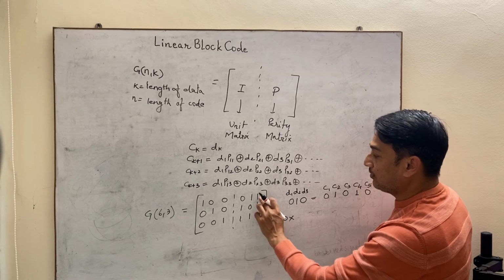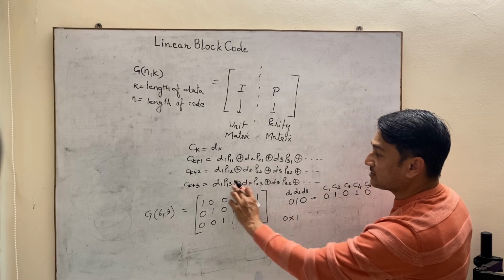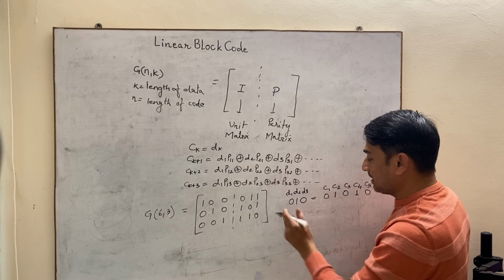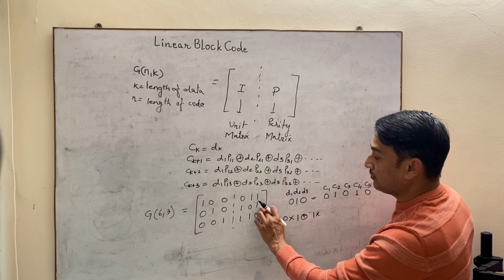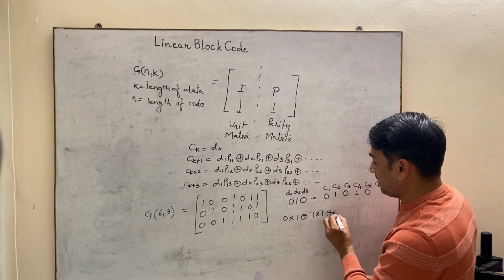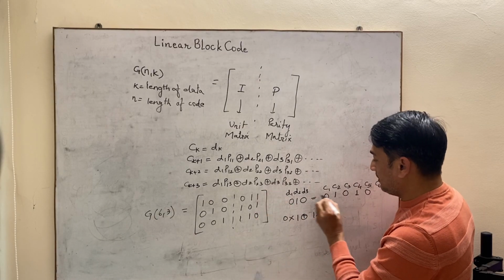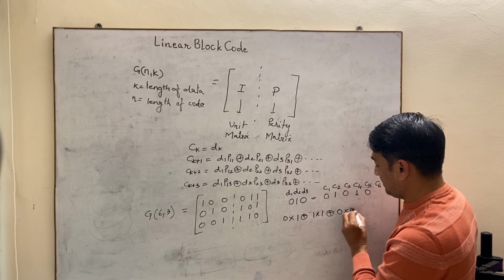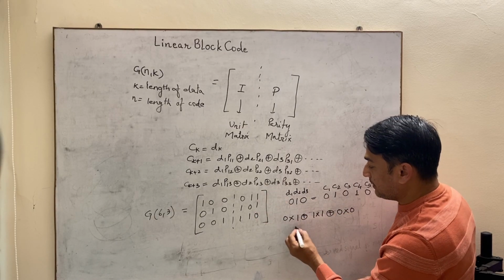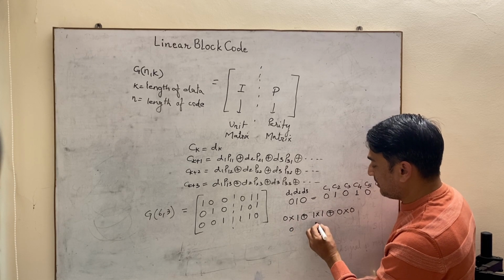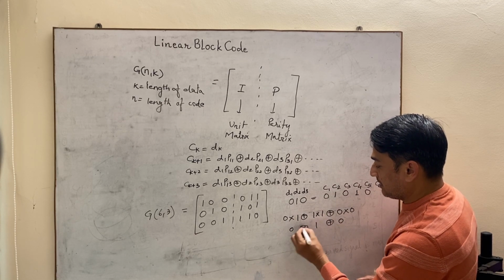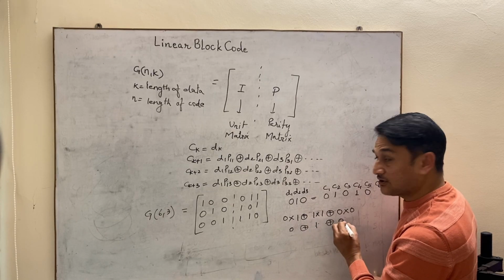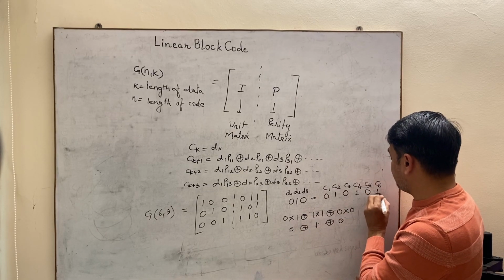And similarly C6: 0 into 1, because it is P13, this element, then XOR 1 into 1, XOR 0 into 0. So 0 into 1 is 0, 1 into 1 is 1, and 0 into 0 is 0. 0 XOR 1 is 1, 1 XOR 0 is also 1, so this value is 1.